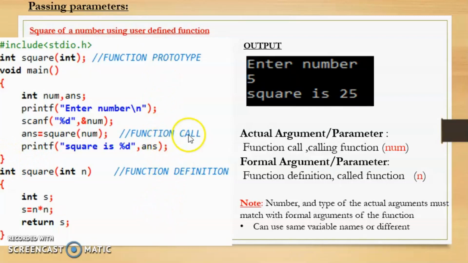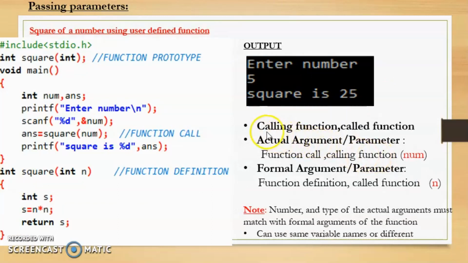So this is an example of how we pass parameters. This is the function prototype or the function declaration. Then this is the function call, from where we call another function by passing a parameter, and this is the function definition. Now in this code, the main function is calling the square function by passing a parameter. The square function will calculate the square and return the result back to the calling function, the main function. Since an integer value is returned, the return type we have mentioned is int. So the output of the code will be: first it will ask the user to enter a number, I have entered 5, and then it will print square is 25.